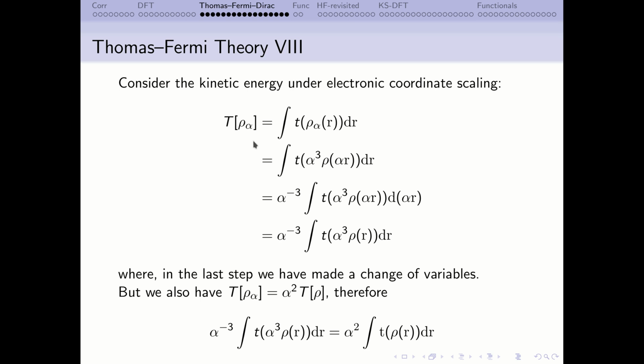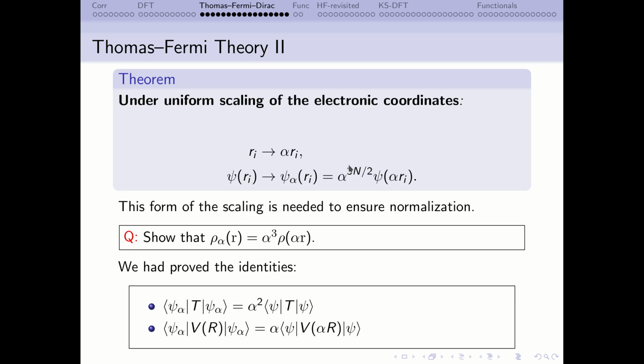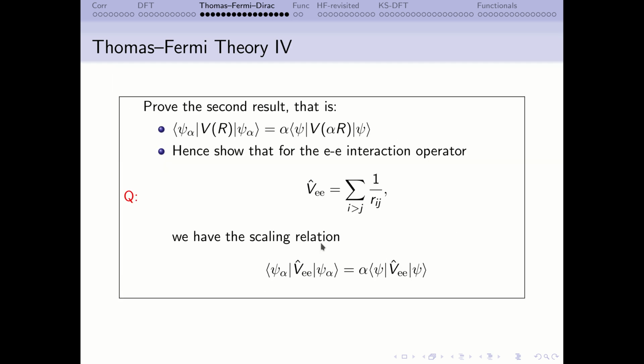So here's how we start. We take the kinetic energy as a functional of rho alpha. That would be the integral, according to our ansatz, of t of rho alpha of r, dr. But we know that rho alpha of r is equal to alpha cubed times rho of alpha r. Where did that come from? That was one of the things I asked you to show, and which was shown in my lectures on coordinate scaling. So let's go back here.